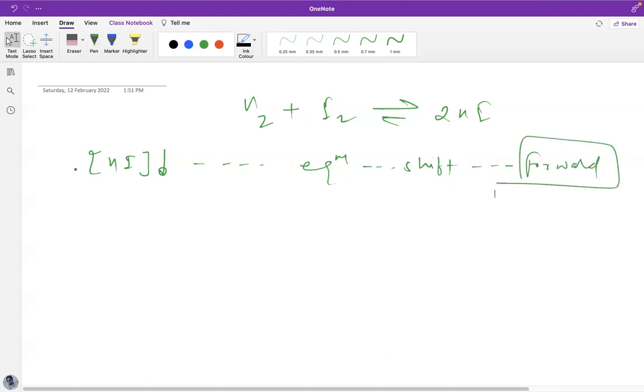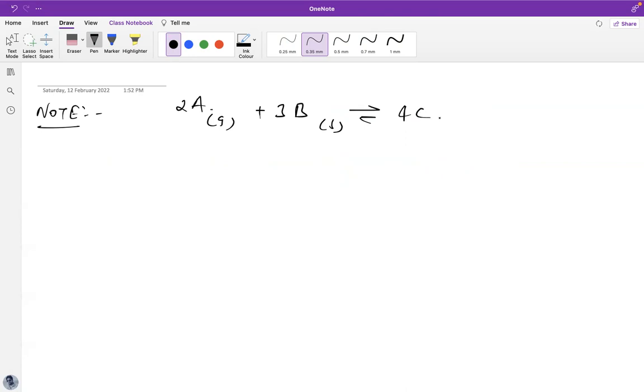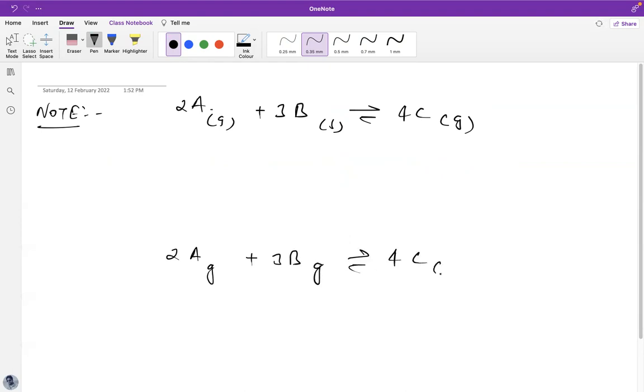Okay. Now there is a note point. I want to tell you something important. So listen, you have two types of reactions. Suppose this is 2A, which is in gaseous form. This is 3B, which is in solid form. And this is equilibrium, which is 4C in gaseous form. We have another reaction. Suppose 2A gaseous plus 3B gaseous plus 4C gaseous form.